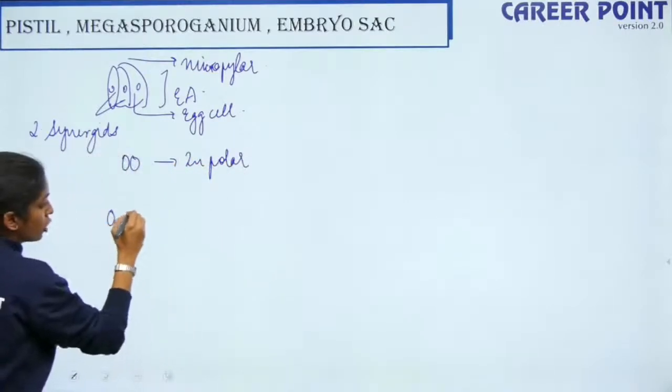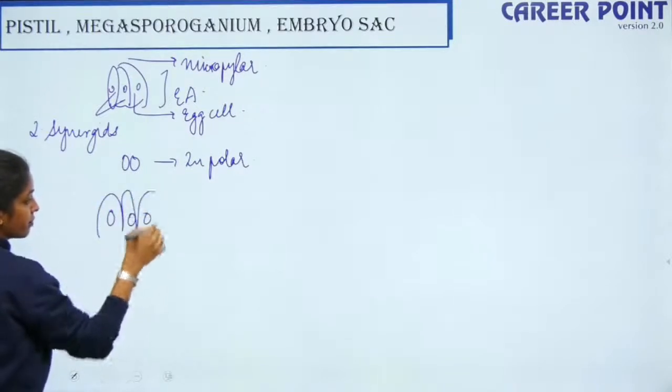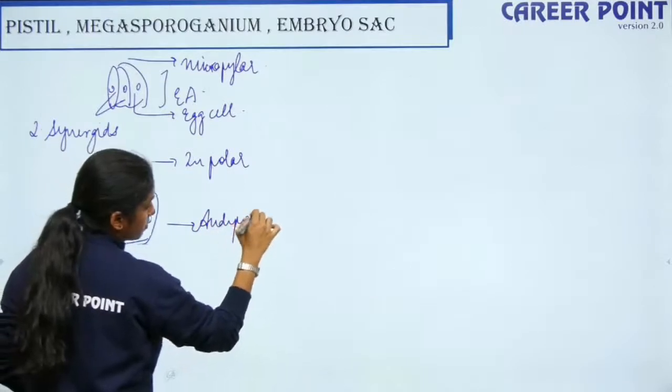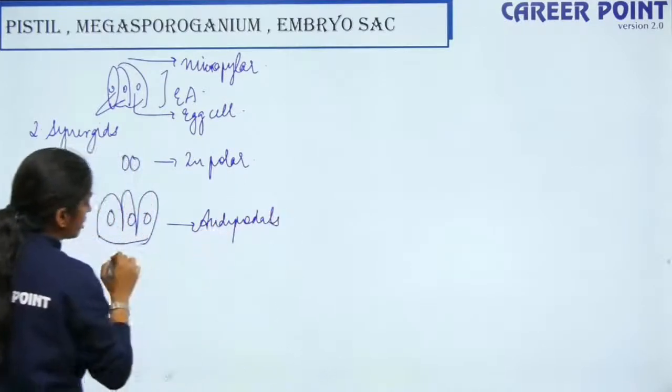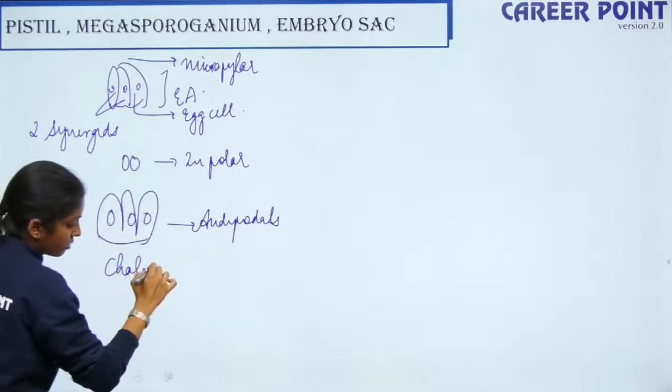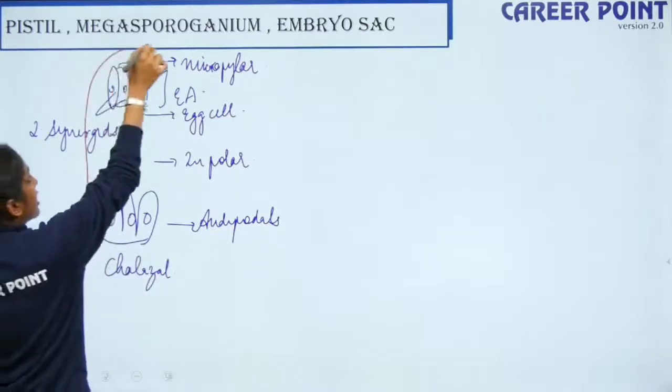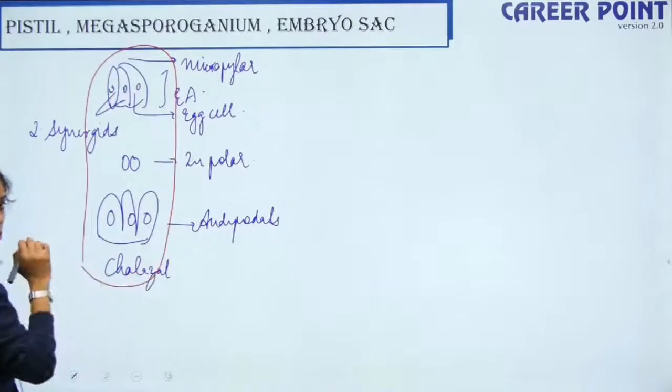Then towards the end, you also have 3 cells like this. So these are your antipodes, and this is towards your chalazal end. So this entire thing is wrapped up in 1 cell wall.